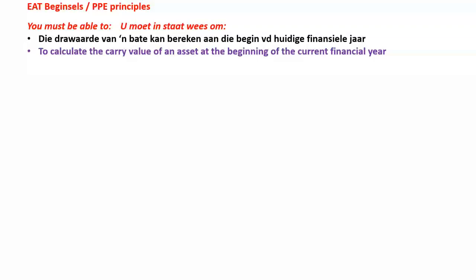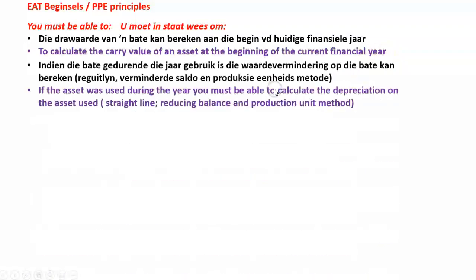So you have to know what you must capitalize as part of the cost price of an asset. You must understand the VAT consequences. Then you must be able to calculate depreciation and accumulated depreciation. There you have to be able to apply the straight line method, the production unit method, and the diminishing balance method. And then the next one that is very important is that you should know that all these calculations are basically at the beginning of the current financial year, that is the first stop.